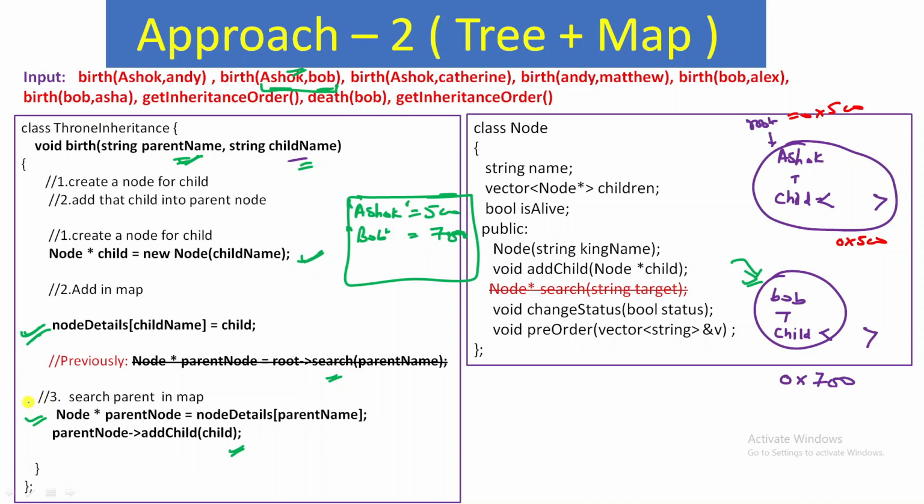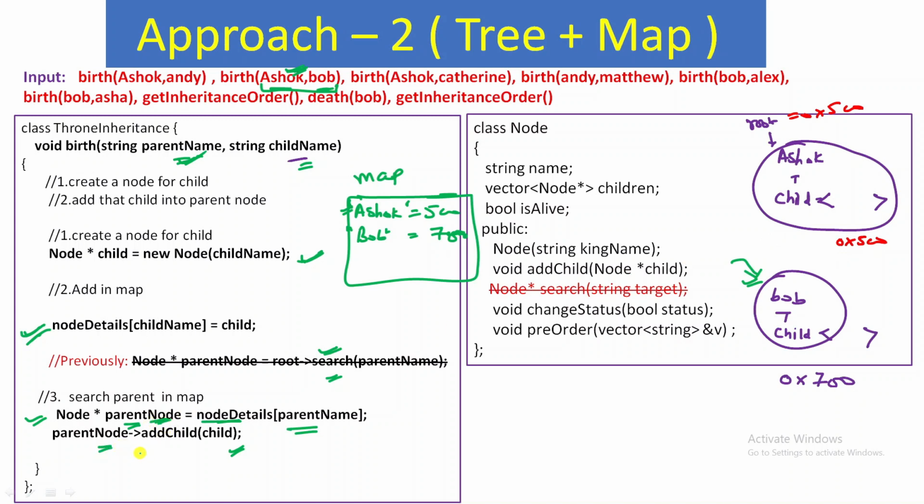Now we will be needing the address of the Ashok node, that is the parent. Previously search was giving me that address. Now from the map I will be taking that. The name of the map is node details. Node details parent name, this is the key, and the key is basically Ashok. So where is the Ashok? This is the key. So what is the address? 500. So this is the value. Value 500 will be returned, and 500 is the address of the node which contains Ashok.